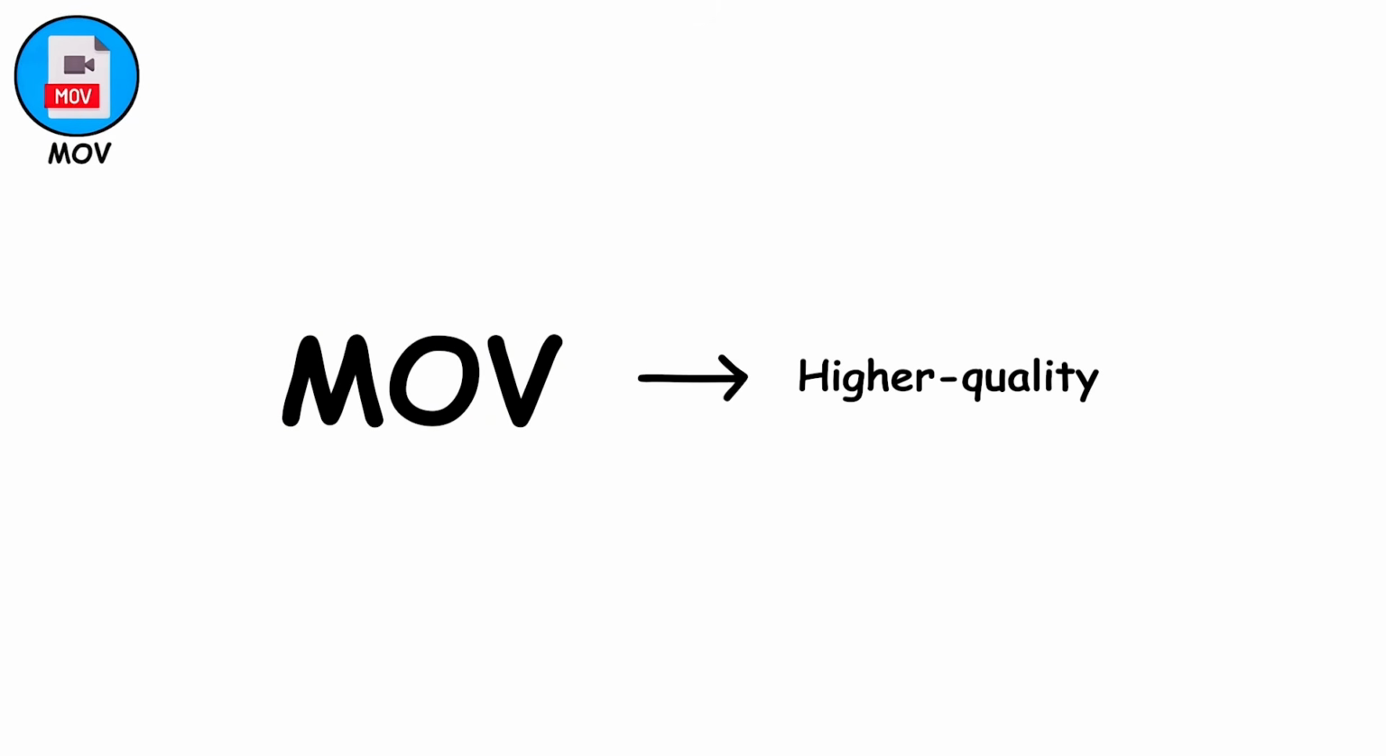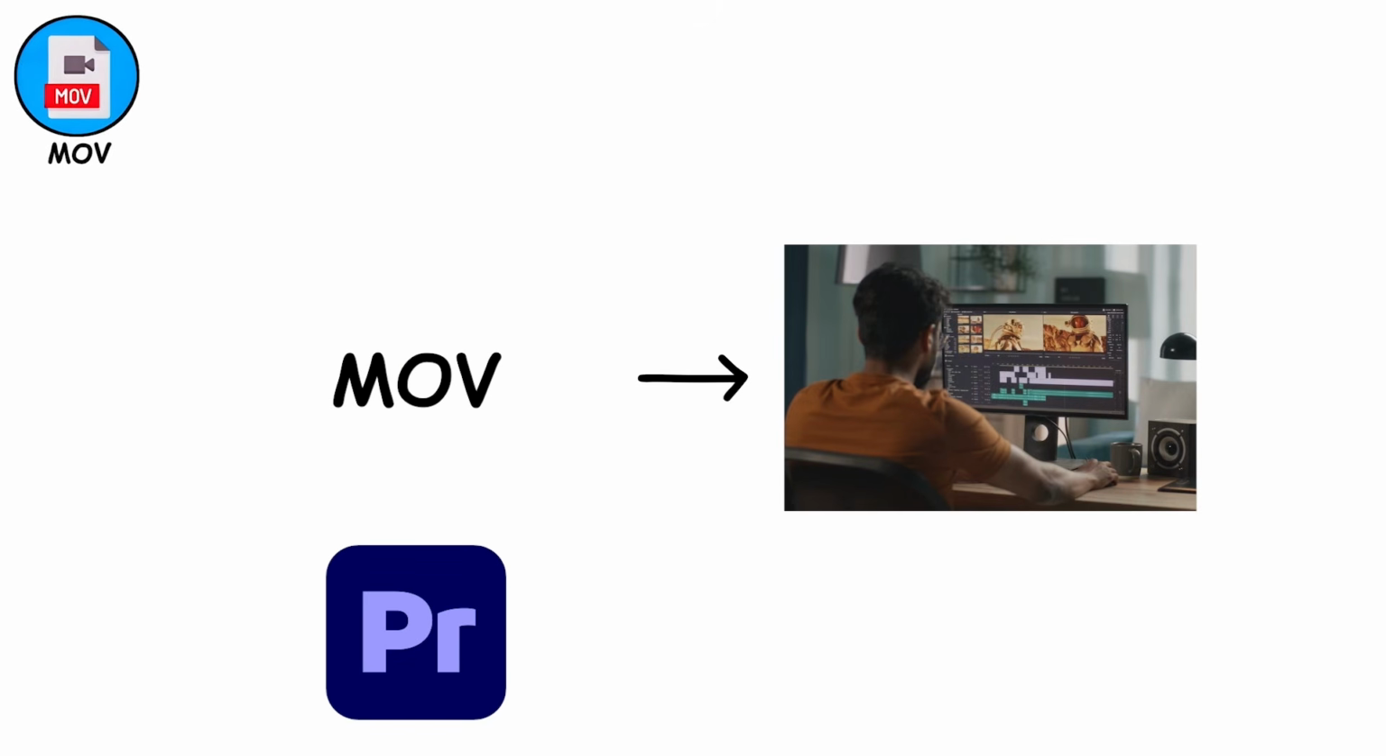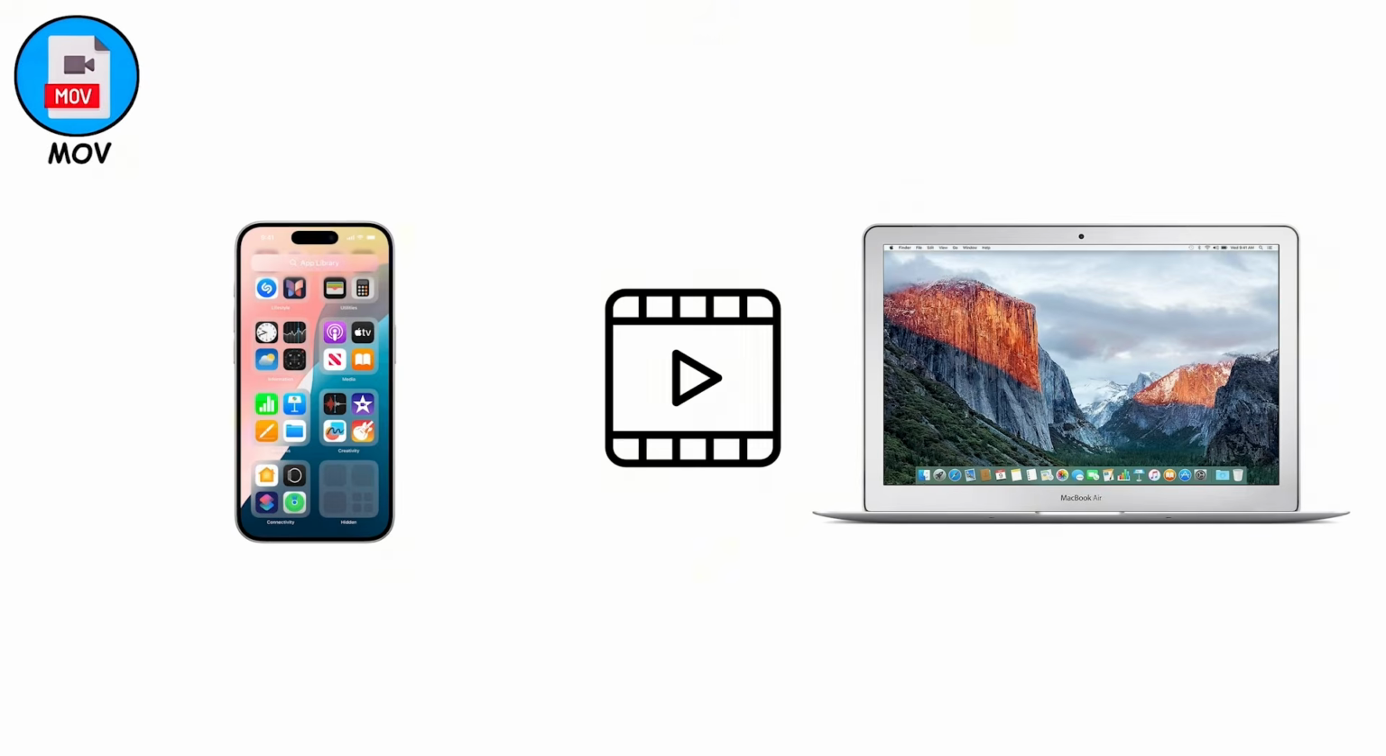The difference is that MOV is often used for higher quality, less compressed footage. That makes it great for editing because video software can work with the file without squeezing it down too much. Professional tools like Final Cut Pro use MOV files frequently, and many recordings from iPhones and Macs are saved in this format when you choose higher quality settings.